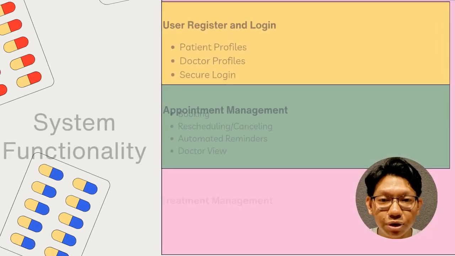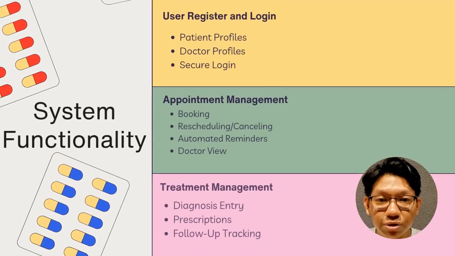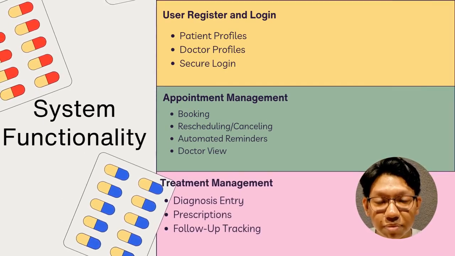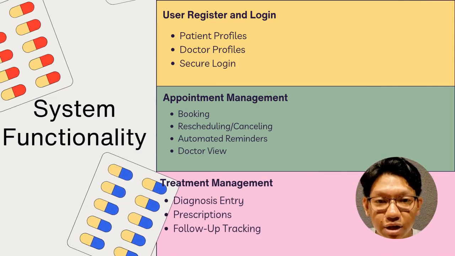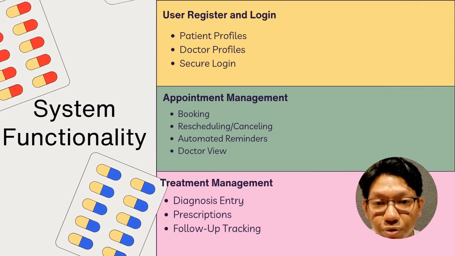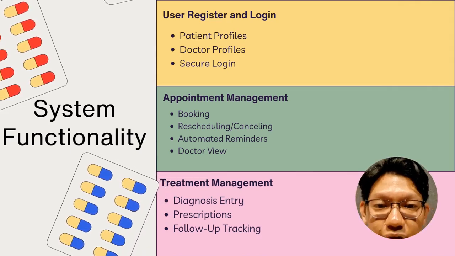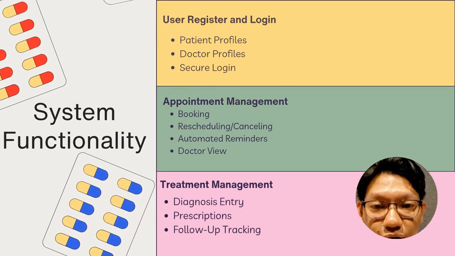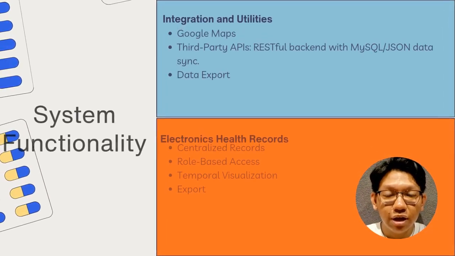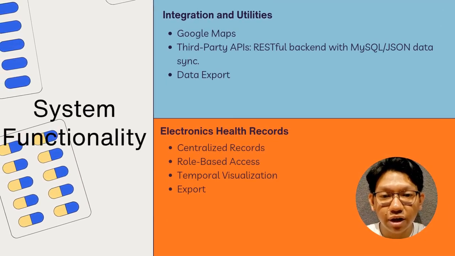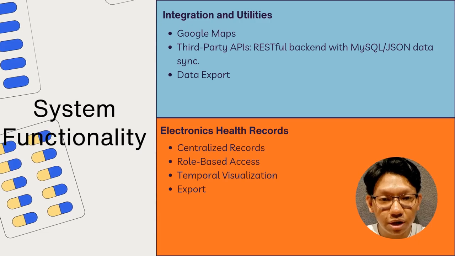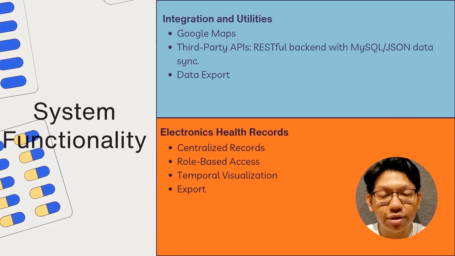Okay, next we continue to the system functionality, where we have user register and login. And also we have appointment management and treatment management. As you can see, for user register, there are patient and doctor profiles. With appointment management, we have booking, and in treatment management, we have diagnosis entry. For the next system functionality, we have integration and utilities, for example Google Maps and electronic health records. We also have centralized records.